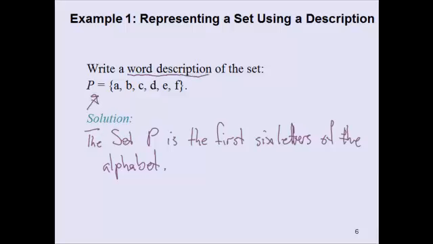And you've got to define the set P. There's the capital letter, okay? The set P is the first 6 letters. Those are the elements of our well-defined set of the alphabet, okay?